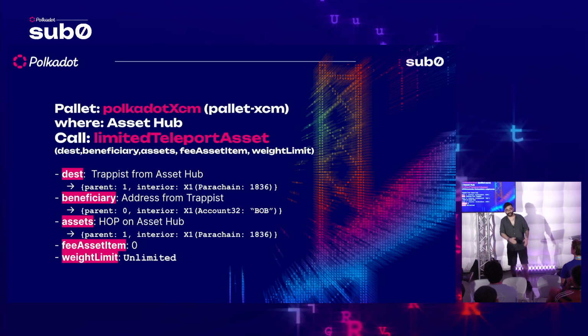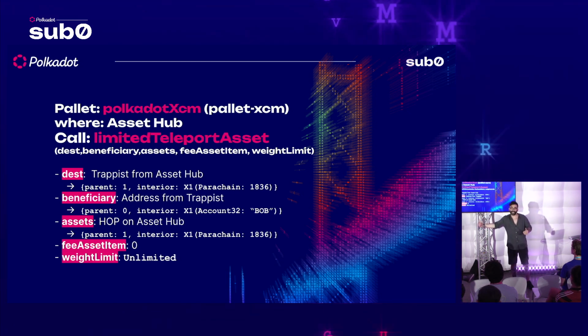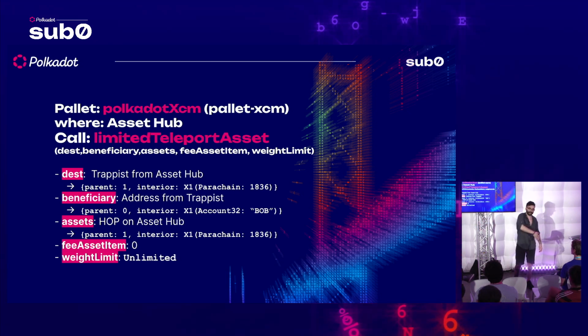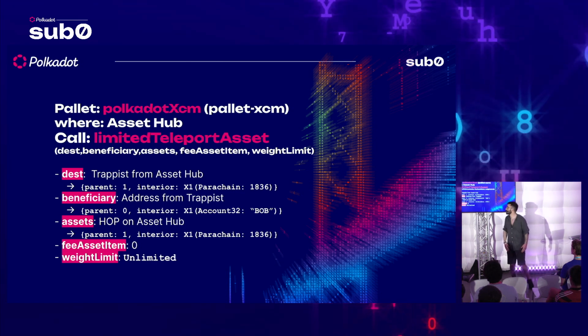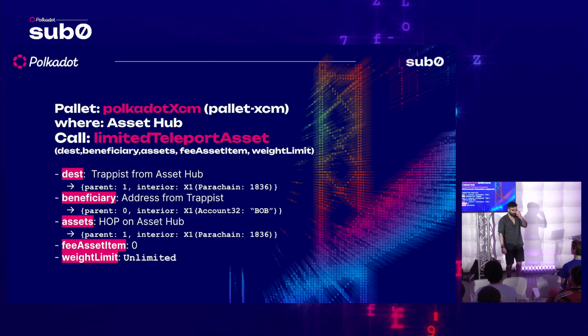Now that we have the teleports, the Hops inside of Asset Hub, we can just simply teleport them back to Trappist. And how do we do that? With a simple teleport asset call from Palette Assets.